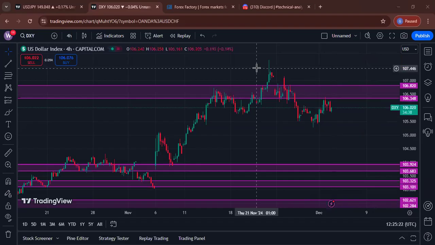Can everyone see my screen? I hope you can all see my screen. Is the screen visible?